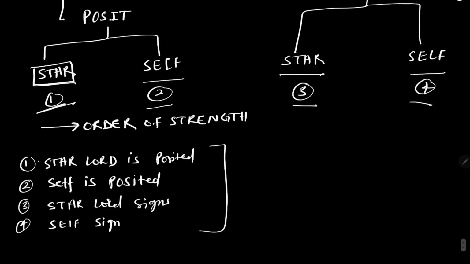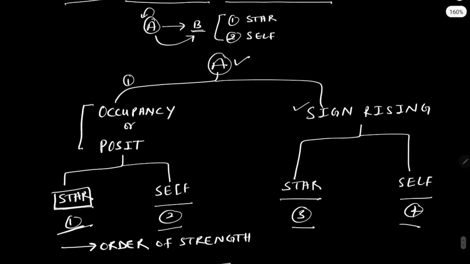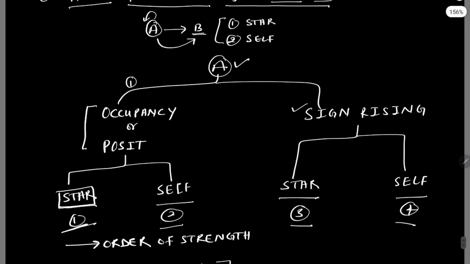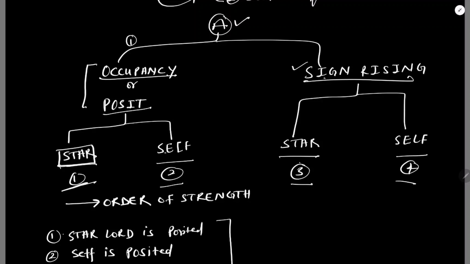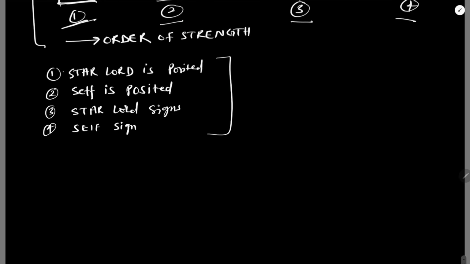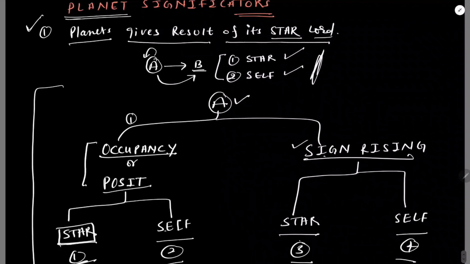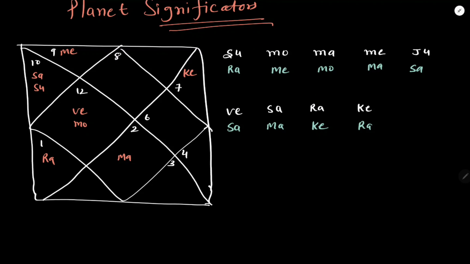If you remember this chart, you are good to go. You might find different kinds of definitions, different wordings, but this is what I can summarize all this to. So let's now work on a chart and find out the significators. So we have this chart, and this is the cusp chart or bhava chalit chart. Both are the same.